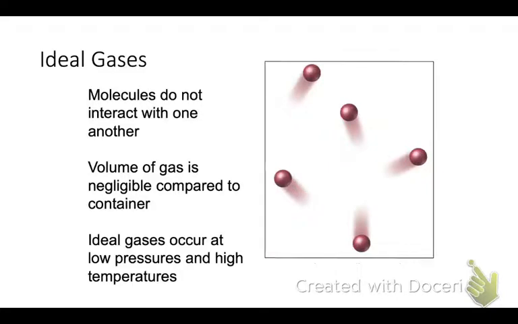Ideal gases occur at low pressure and high temperature. This is important. How can I maximize the distances between particles? Because this is how they are ideal. I increase the temperature because then they are moving far away and fast from each other. And I also lower the pressure, because if they are not under high pressure, it means I am not forcing them to get closer. I want them to stay as far away from each other as possible.